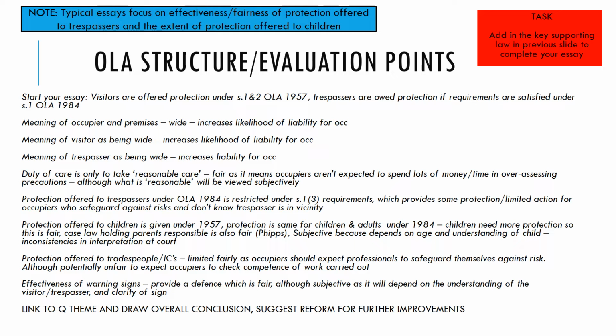Typical essays in this area focus on the effectiveness and fairness of the protection offered to trespassers, because that is quite a contentious issue. Should we offer protection to trespassers or not? How effective is the protection offered? But also in previous years, there have been essays around the effectiveness of the protection offered to children. So the fact that under the 1984 Act there is no additional protection offered to children, yet children are more likely to trespass. Is that an issue?